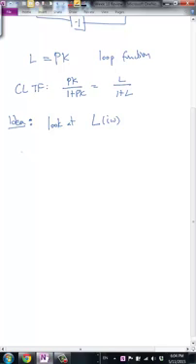So it says the following. First, suppose that L has no poles on the imaginary axis. It may have poles in the right half plane if the open loop is unstable. It may have poles in the left half plane. But suppose for now that it has no poles on the imaginary axis.